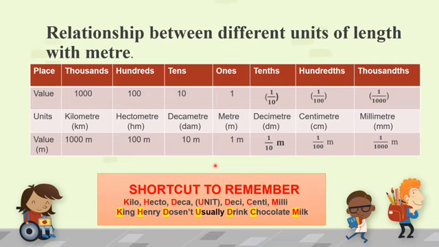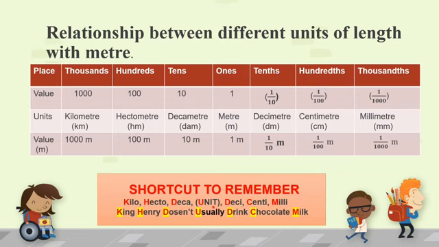And the shortcut to remember is, you have to only remember one statement. If you remember this statement, you will never forget the prefixes of all the units. Prefixes are like kilo, hecto, deca. Then your unit will come, which is meter over here, because we are dealing with the length chapter. So we are talking about meter. That is why I've written unit over here. And then deci, centi, milli.